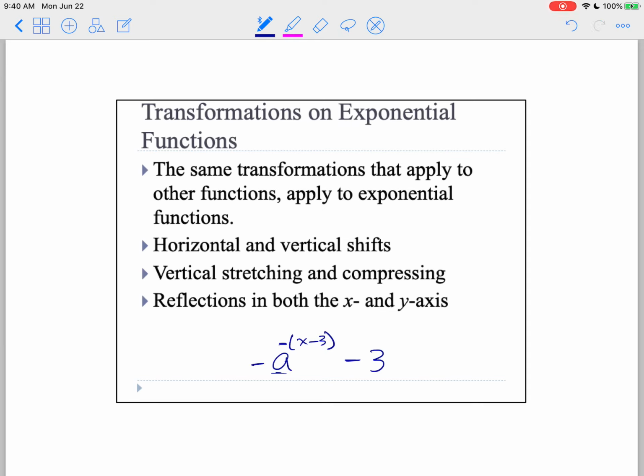If we have a negative out here, if you have something like growth ahead of time, it's going to reflect over the x-axis. So now this is still considered growth, but it's growing negatively, so it's getting more negative as you go.